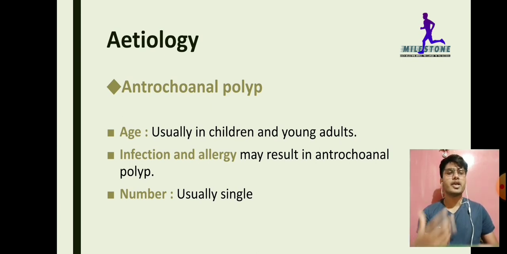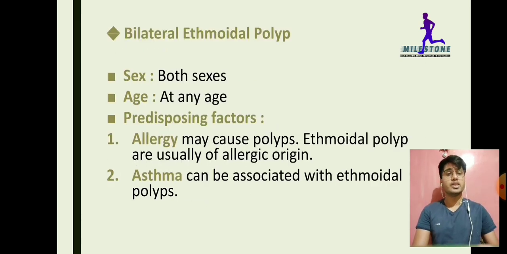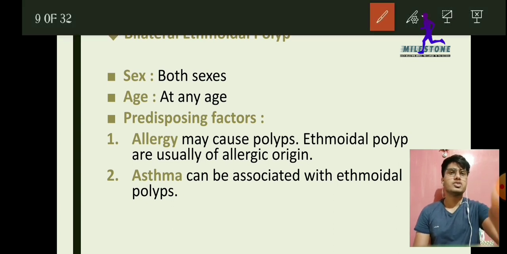When we are talking about enterochoanal polyp, the main etiology is infection and allergy, and it is usually single in number, because sinuses are just two in number, so there are usually one or two, but not multiple. Whereas bilateral ethmoidal sinuses are multiple in number, and the causes of ethmoidal polyp are many, which you can remember by A, B and C.